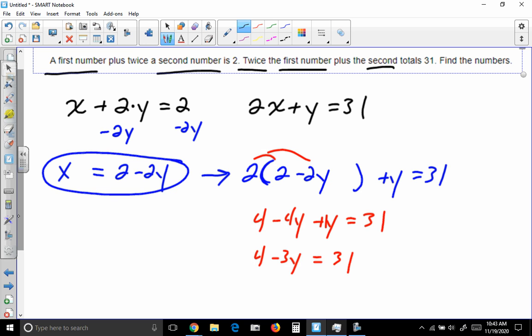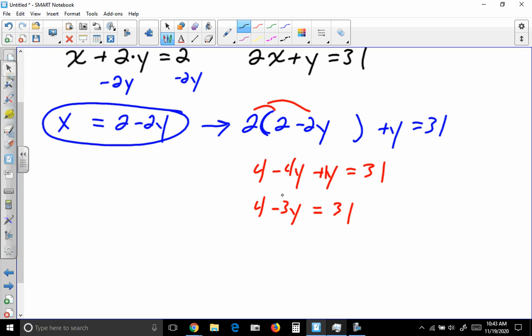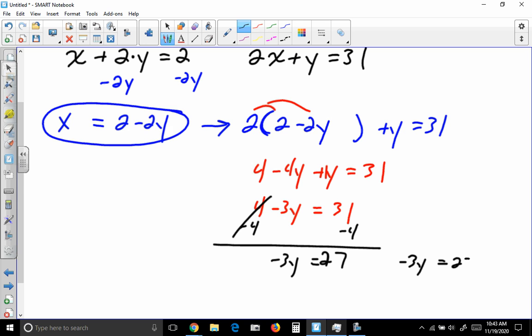We need to put the y term by itself, so to get rid of this term, we subtract 4 from both sides. 31 minus 4 is 27. And then divide both sides by negative 3. And then we get y is negative 9. Y is negative 9.